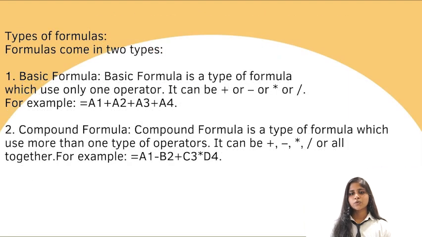Coming to the next, the types of formula which we can see in the cells. Formulas come in two types. First, the basic formula, and second, the compound formula. Now let us study them in brief. A basic formula is a type of formula which uses only one operator. It can be positive or negative. For example, A1 plus A2 plus A3, whatever you want. Second, the compound formula is a type of formula which uses more than one type of operator. It can use the signs which are given in your PPT, or all together. For example, A1 minus B2 plus C3 into D4.